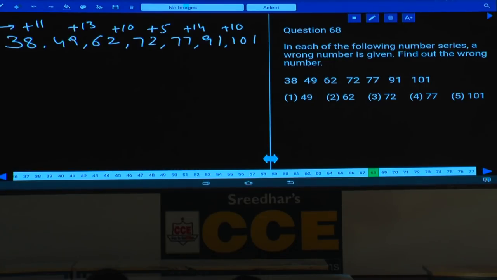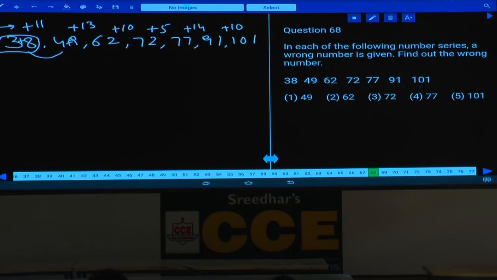As we had discussed earlier about this model, 38 plus how much is 49? 11. Then how will you get 11 with the help of these two digits, 3 and 8? 3 plus 8 is 11. What is the sum of the digits here? 3 plus 8 is 11. Hence 11 is added to this number. Now what are the digits in 49? 4 and 9. What is the sum of these two?